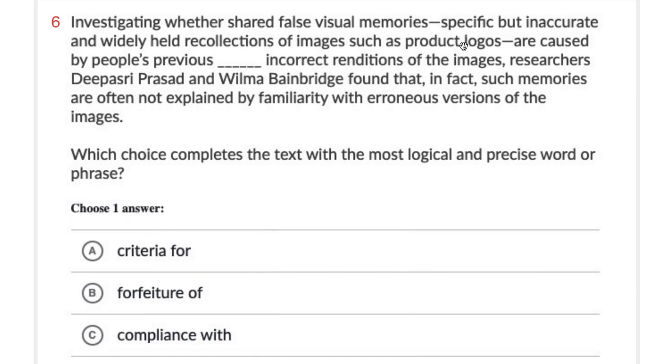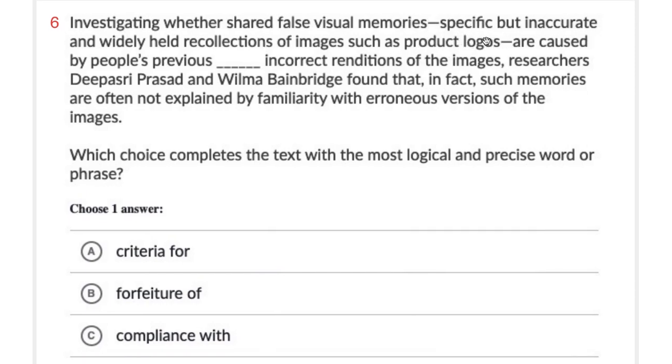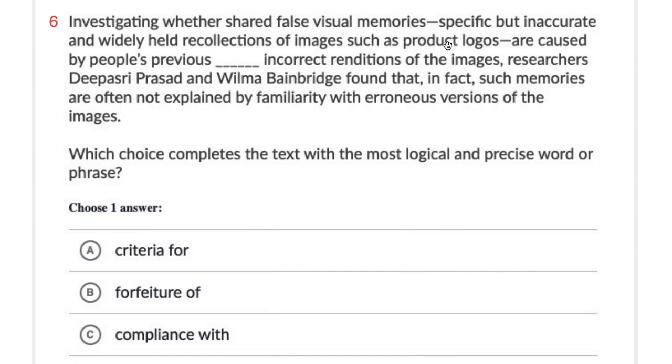Okay. Number 6, investigating whether shared false visual memories, specific but inaccurate and widely held recollections of images such as product logos, that's not the Greek word logos, it's product logos, are caused by people's previous blank, incorrect versions of the images. Researchers. What? Oh, wow. This is a complex sentence. Investigating whether shared false visual memories are caused by people's previous blank exposure.